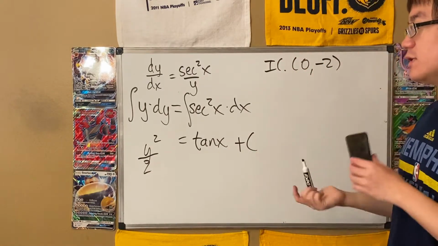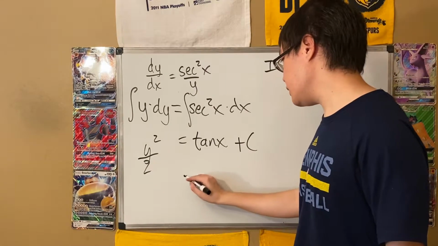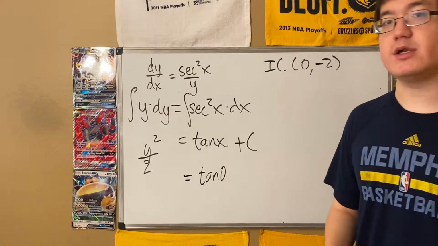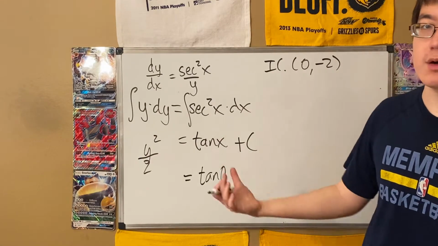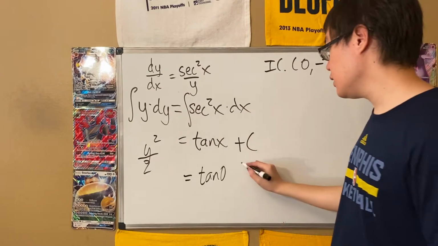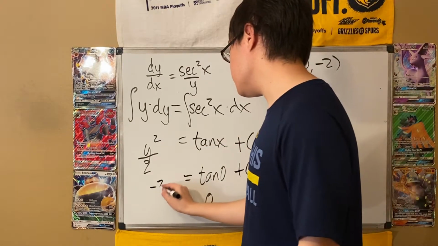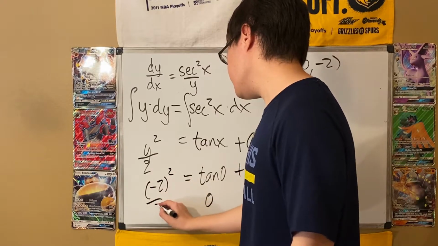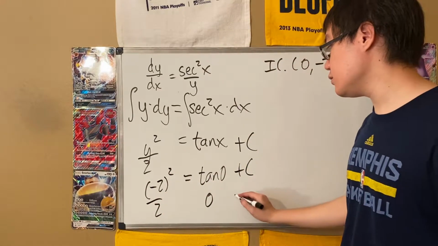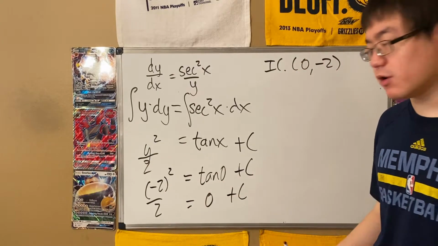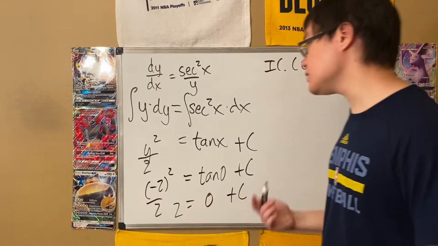So what we're going to do is we're going to plug in 0 and negative 2. So we're going to get tan of 0, which is 0 from the unit circle because you're dealing with the point 1 comma 0, the y coordinate over the x coordinate, 0 over 1, plus c, so this is 0. And then we're going to plug in negative 2 into here. So it's going to be negative 2 squared over 2. So it looks like our c is actually a lot easier than the last question. Looks like our c will just be, well, negative 2 squared is 4, divided by 2 is 2. So it looks like c is 2.